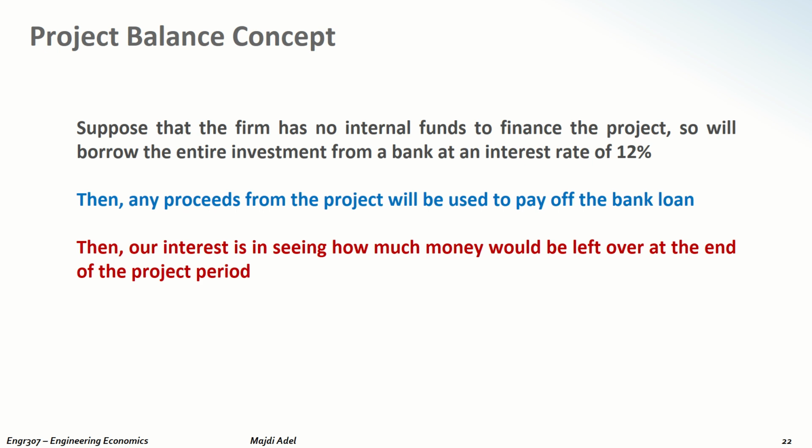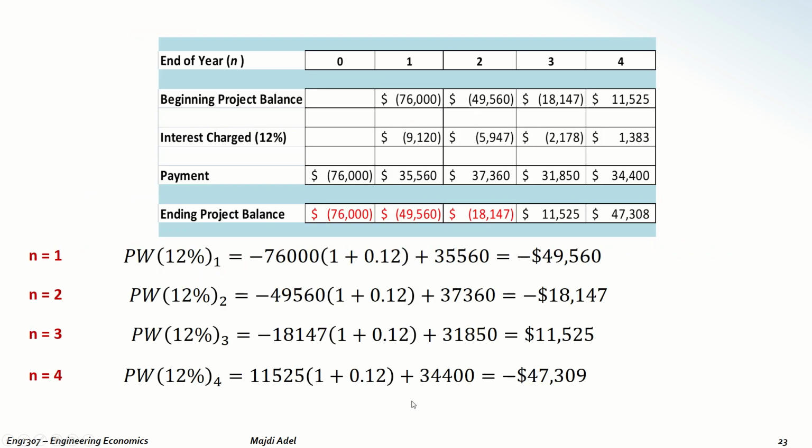And the project has to pay the loan, or investment, to the bank plus the interest of 12%. Then the project balance is, as you can see in this table or in equations, as n equal 1, I'm going to borrow $76,000, and by the end of year 1 it's going to have an interest of 12%.